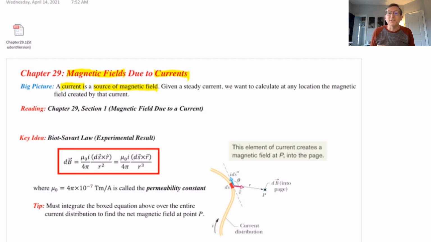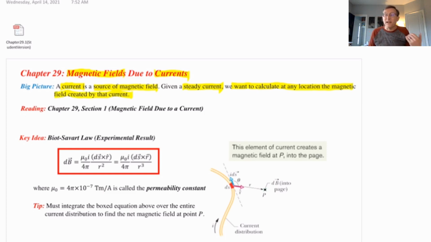So our task for this chapter is, given that reality, once we're given a steady current, steady means not changing with time, or, to be perfectly honest, if it is changing with time, not too rapidly. So we'll just call it a steady current. We want to calculate, at any location in space, the magnetic field B that is created by that current.